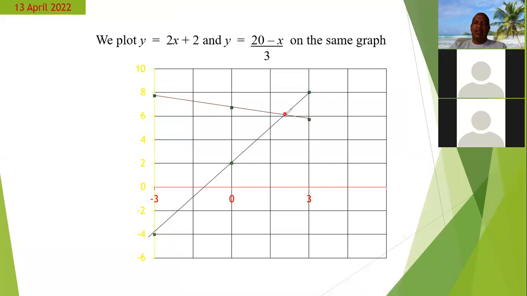Now, remember, for simultaneous equations, you're solving for x and you're solving for y. To solve for the x value, you draw a vertical line from the point of intersection, and wherever it cuts the x-axis, you read that value. For the y value, you draw a horizontal line to meet the y-axis, and wherever it cuts the y-axis, you take y to be that value. So that's how we use this graph to solve for x and y. From here, x would be 2, and here, y would be 6.